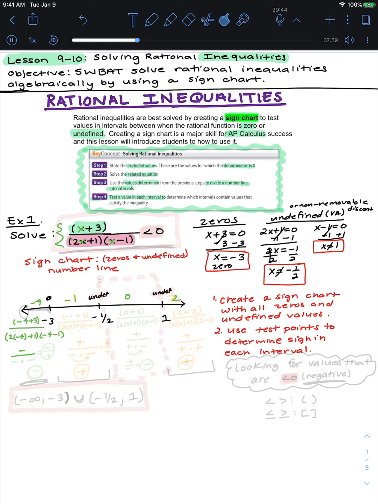So I'll just put a negative there. And then 2 times -4 is going to be -8. -8 plus 1 is going to be -7. So I'll put the negative there because I don't care that it's a 7. I just care that it's negative. And then this parentheses means multiplication, so I put a multiplication dot. -4 minus 1 is -5, so that's a negative.